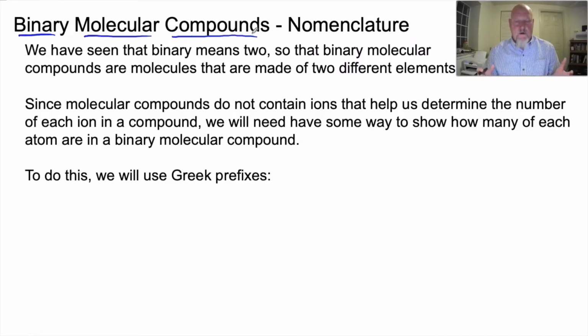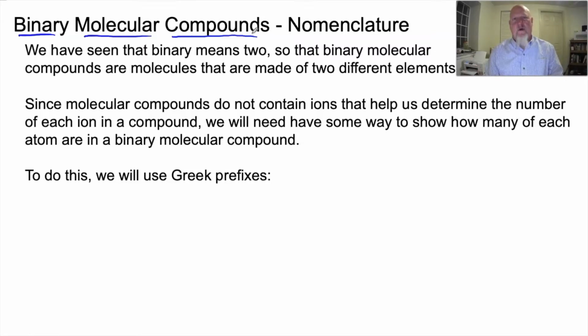So when we're dealing with binary molecular compounds, when we try to figure out a formula, it's different than when we're doing it for ionic compounds. Ionic compounds are made of ions and they have charges. And when we come up with a formula for the compound, we come up with the lowest ratio of cation to anion that gives us a neutral compound. And we can do that by determining it by the charges of each ion.